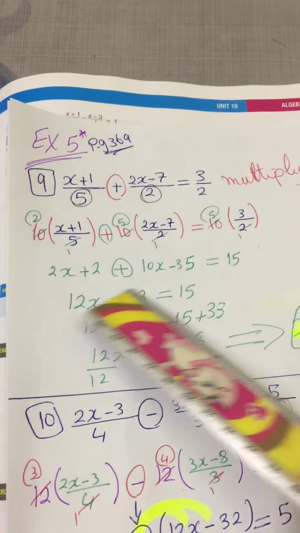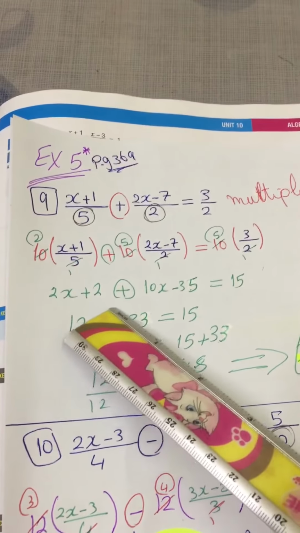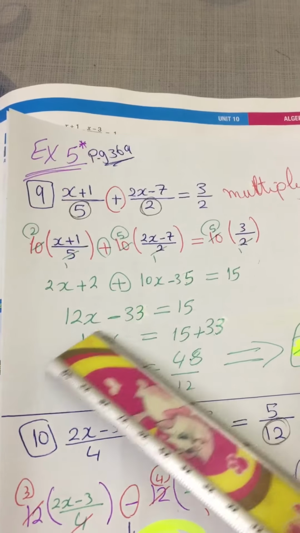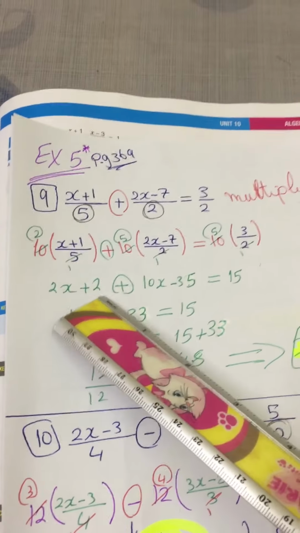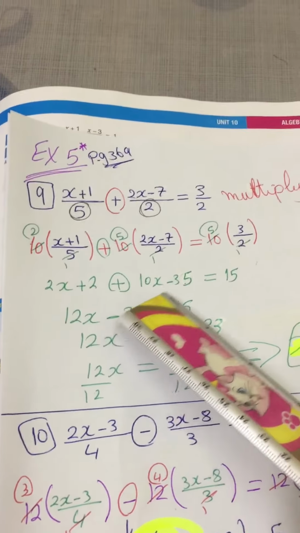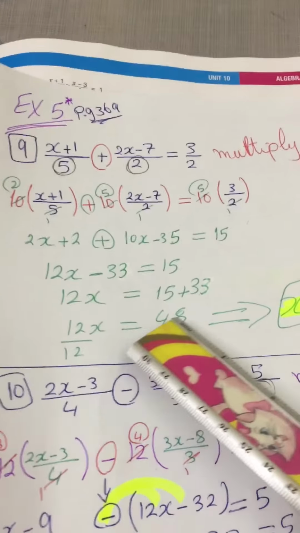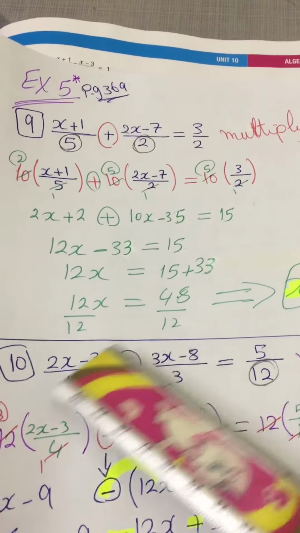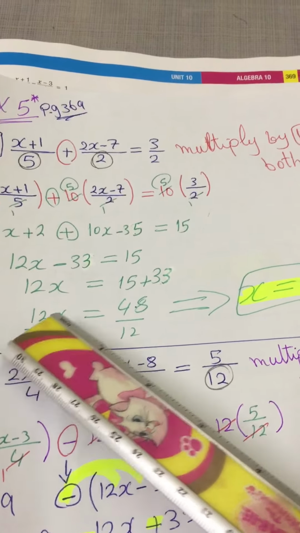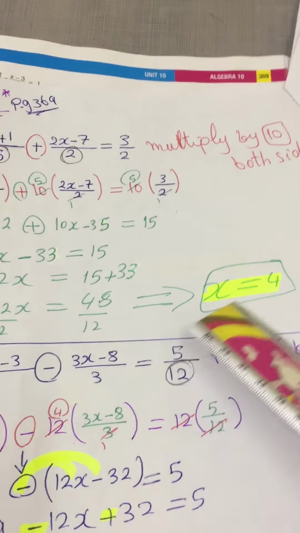Now let's collect the like terms together. Now I have 2x and positive 10x, so the total 12x, and 2 minus 35. So I'll take the sign of the bigger and subtract. It will be negative 33. And on the right side we have 15. I'll take the number to the other side with opposite sign. So I have 12x equal 15 plus 33 equal 48. Divided by the coefficient positive 12 both sides, so x equal 4. This is number 9, exercise 5 star, page 369.